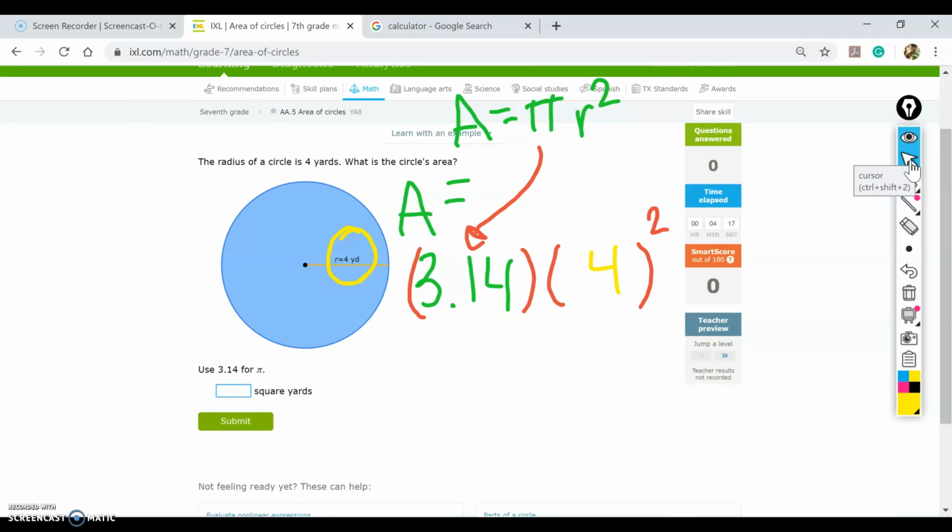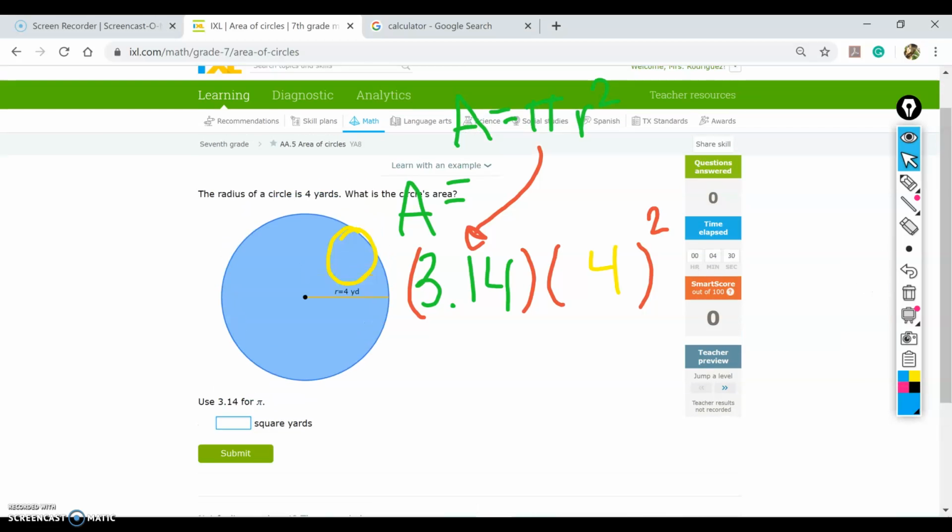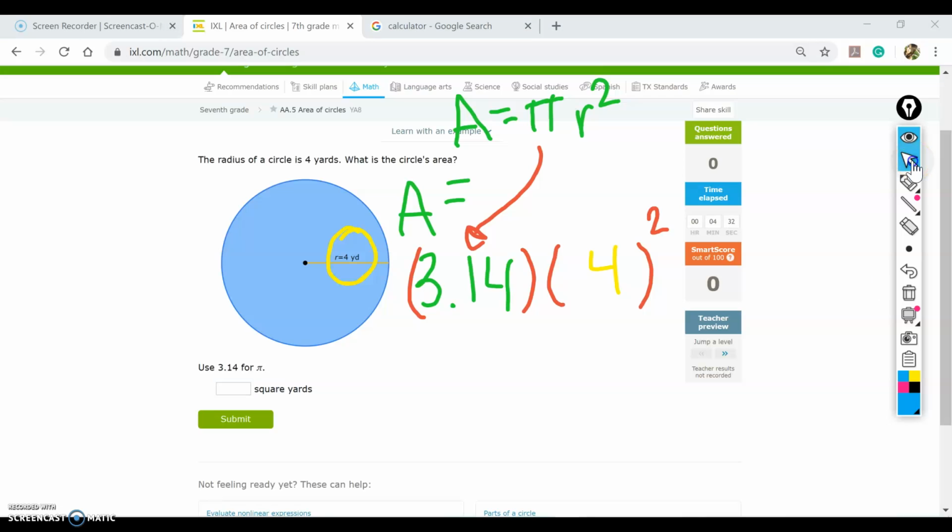So if I multiply 3.14 times 4 to the power of 2. Remember that 4 to the power of 2 is the same as 4 times 4. So if you're thinking, ma'am, I don't know how to put the power of 2 in my calculator, remember that this is the same as 4 times 4. So 4 times 4 is 16, and if you multiply that times 3.14, that's going to give you 50.24.